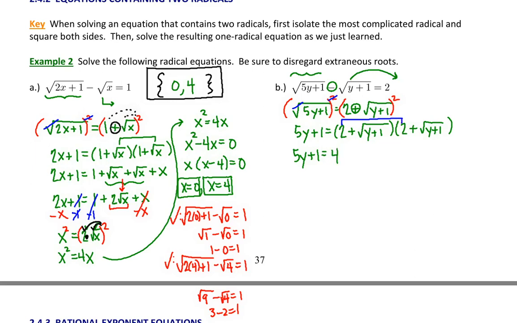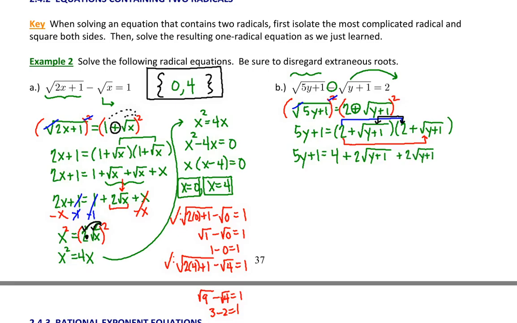Then we're going to multiply our outside terms. So for the outside terms, we have 2 times this radical. So we're just going to write it as plus 2 times the square root of y plus 1. Multiplying our inside terms, we have this radical, square root of y plus 1, times 2. Well, that's the same as our outside terms, 2 square root of y plus 1.